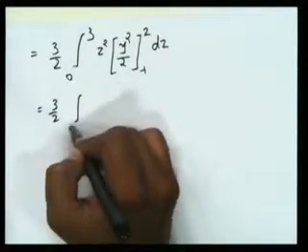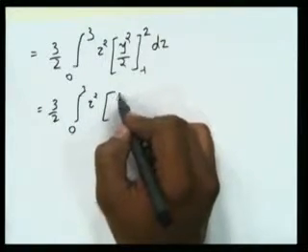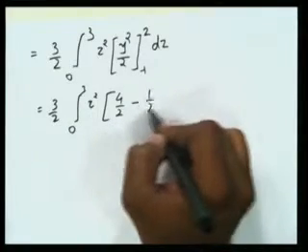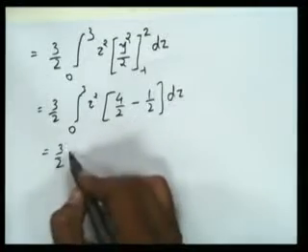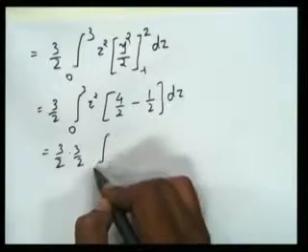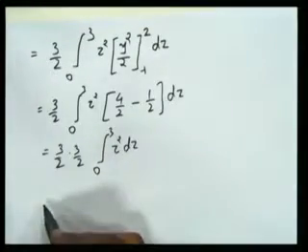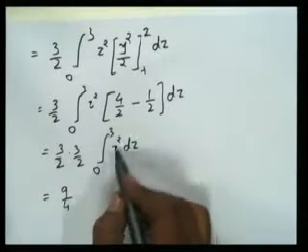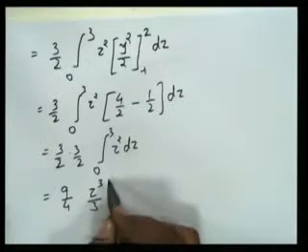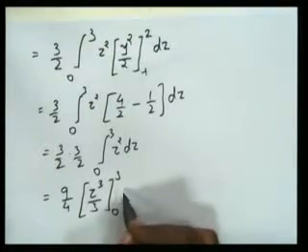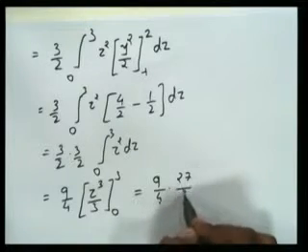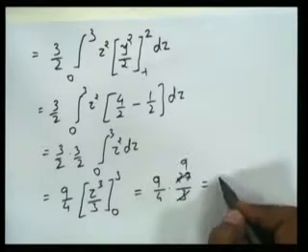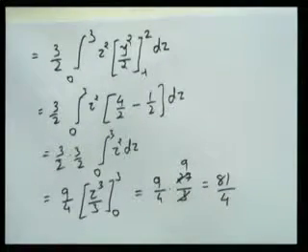This gives 1 by 2 times 4 by 2 minus 1 by 2 dz. That's why the limit is 3 by 4, since 2 minus 1 by 2 is 3 by 2, integration 0 to 3 z square dz. The integration of z square is z cube by 3, from 0 to 3, and the value of this integration is 3 by 4 into 27 by 3, which is equal to 81 by 4. The result is 81 by 4.